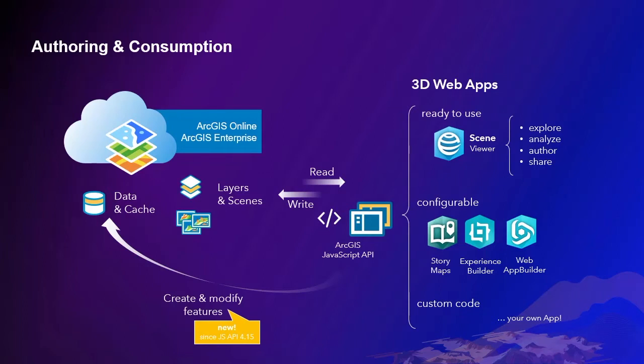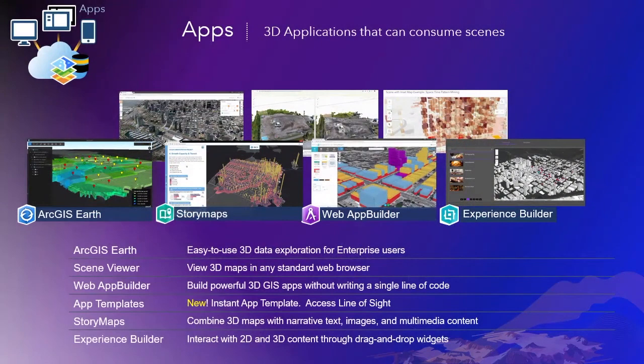But that scene contains the symbology that is authored in Scene Viewer, and you can use Scene Viewer to view scenes. There you can explore, analyze, author and share, as we were seeing. And you can also utilize configurable applications like Story Maps, Experience Builder, Web App Builder, and custom code your own applications. But there are also other applications that can consume these things. ArcGIS Earth can actually open up a web scene. And let's take a quick look here at one of our new instant apps, which is a configurable app template.